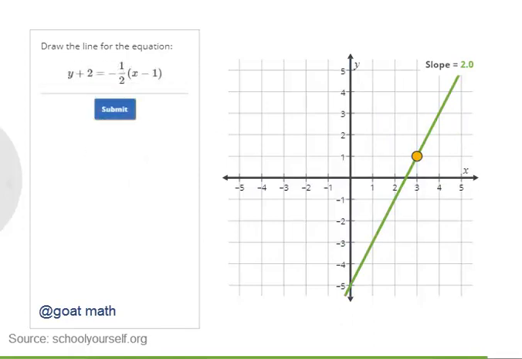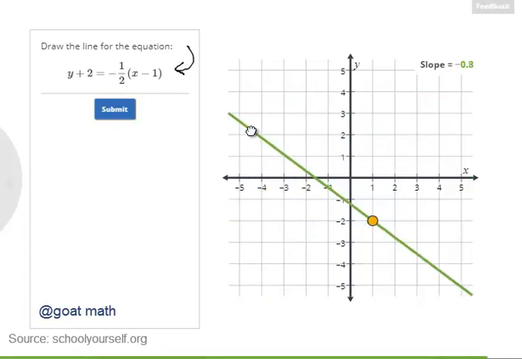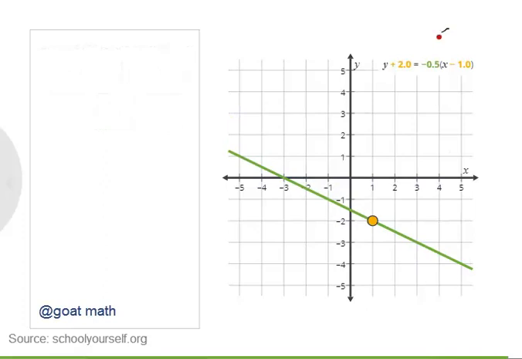Nicely done. Next, try plotting the graph for y plus 2 equals negative 1/2 times x minus 1. Again, notice this equation is in point-slope form. So first, use this equation to find a point the line passes through, and then set the slope. Right, so this equation passes through the point (1, -2) and has a slope of negative 0.5. This was a very challenging lesson, so nicely done.